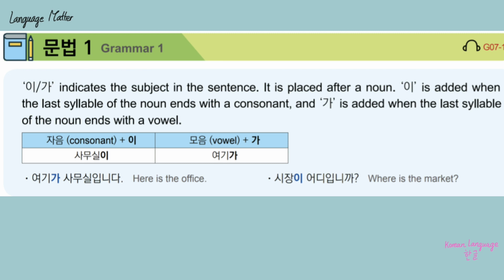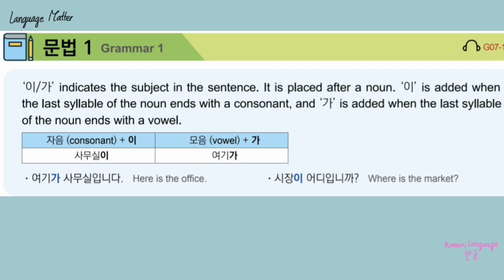Now let's listen to some examples in sentences. 여기가 사무실입니다. Here is the office. Now, what's the subject of this sentence? Is it office? Right, it's here. And how did you know that? What's the marker? 가, great. And what kind of marker is that? It's a subject marker, right? If you answered those questions correctly, you really understand.